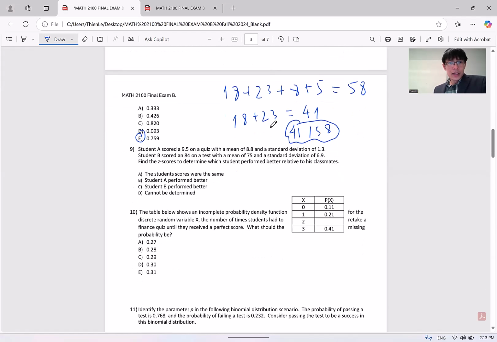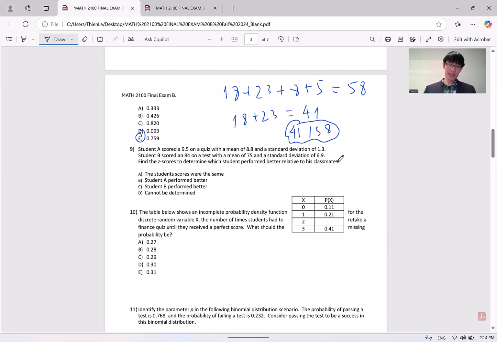So see here, in 9, student A scores 99.5 on a quiz with the mean 88 and standard deviation 1.3, and student B scores 84 on a test with the mean 75 and standard deviation 6.9. Find the z score. So two tasks, right? First, find the z score to determine which student performed better relative to their classmates.